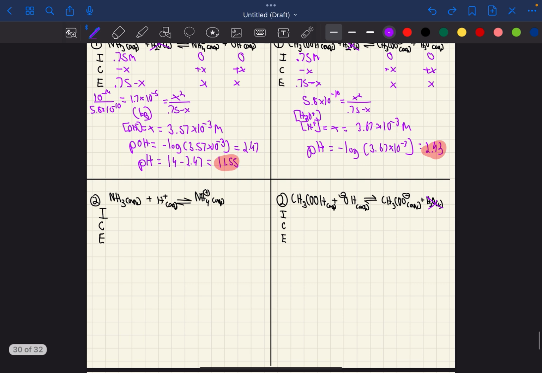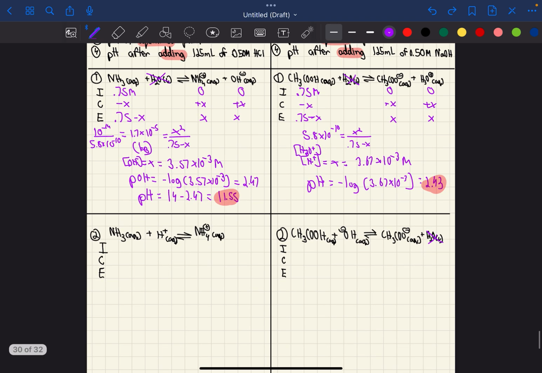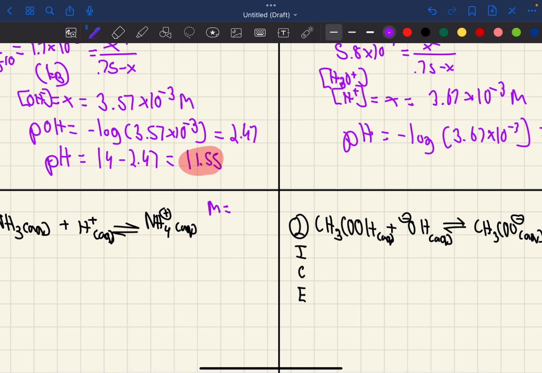So let's get through it. Let's start solving for this now. So if this is the case, what is happening in part two? You're adding more volume. Your volume is changing. If your volume changes, by convention, you know molarity equals moles.